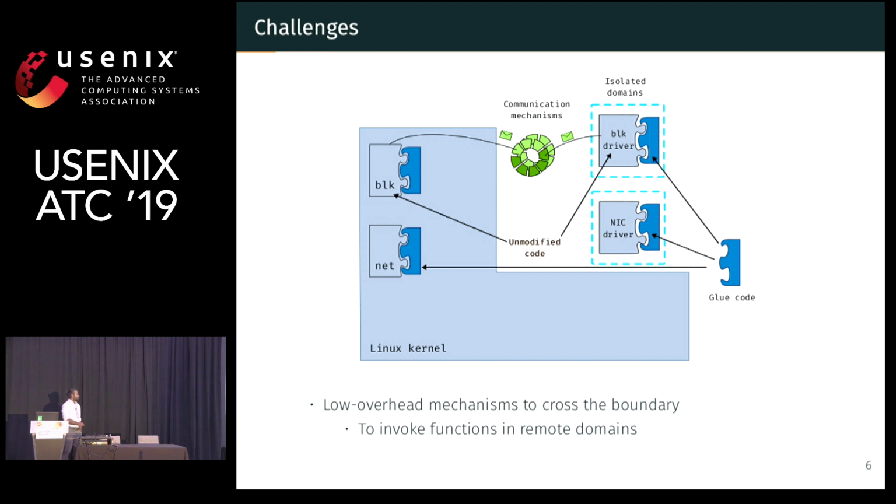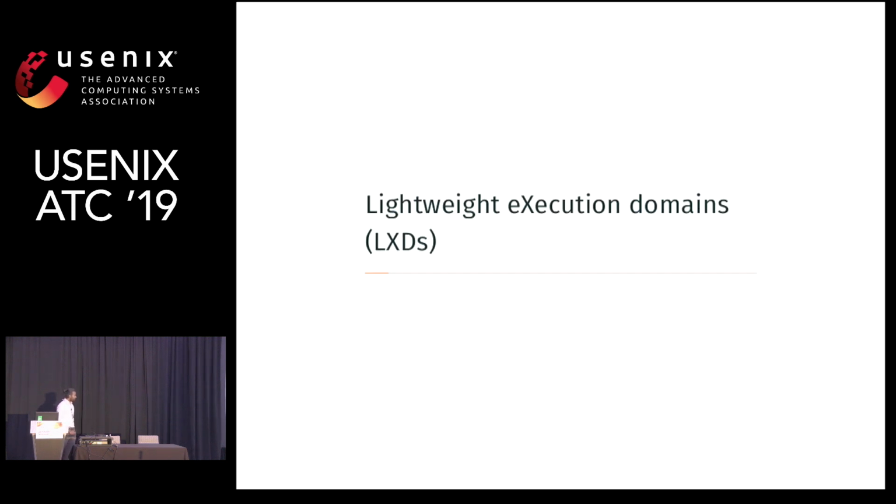And the next challenge is to cross the boundary, because though we run the code in isolation, it needs to talk to the rest of the kernel and should be able to call functions available in the kernel. So we need a low overhead mechanism to cross the boundary. Now I present lightweight execution domains, a framework geared towards addressing these challenges.